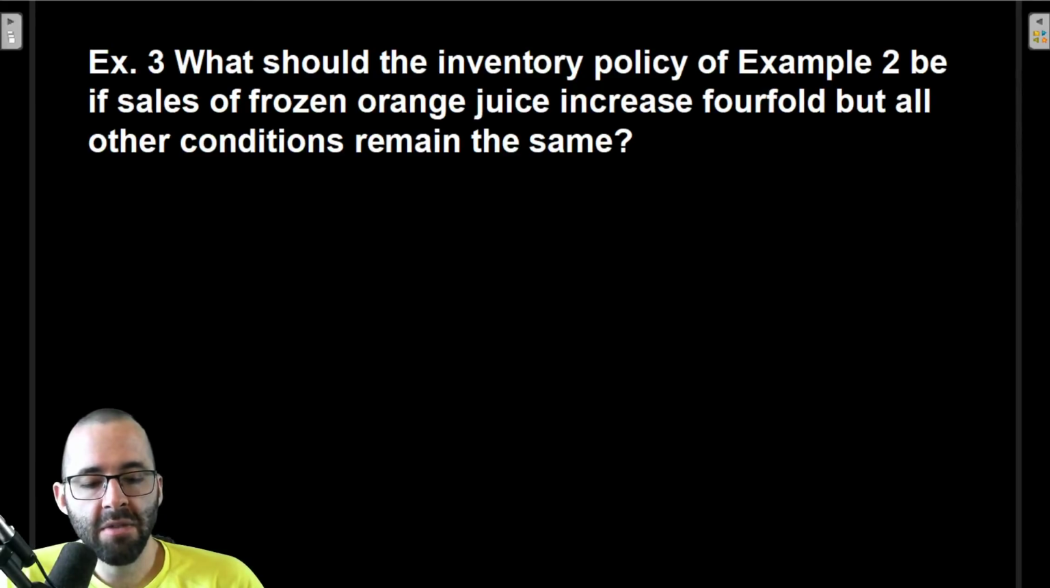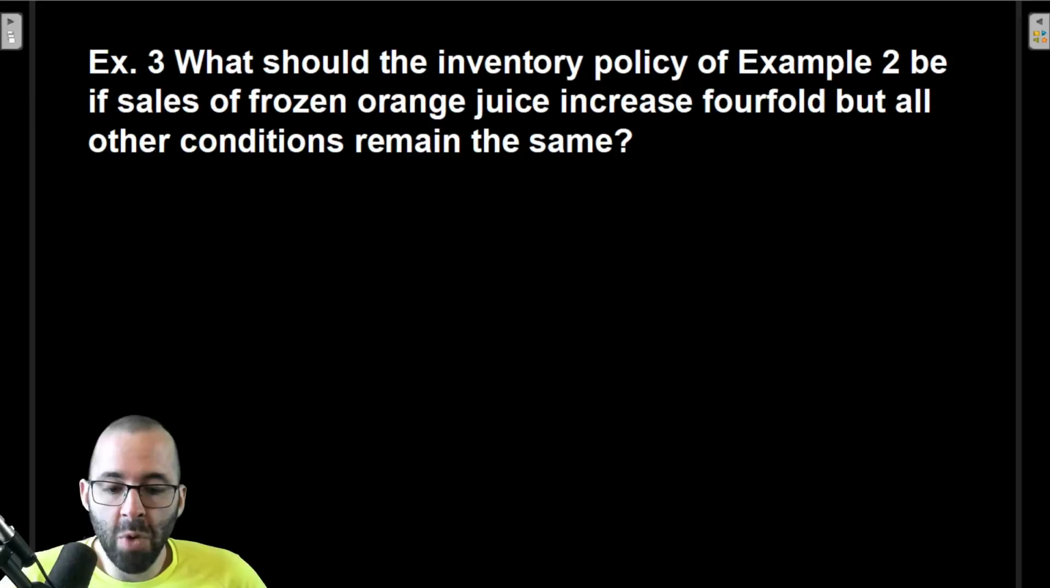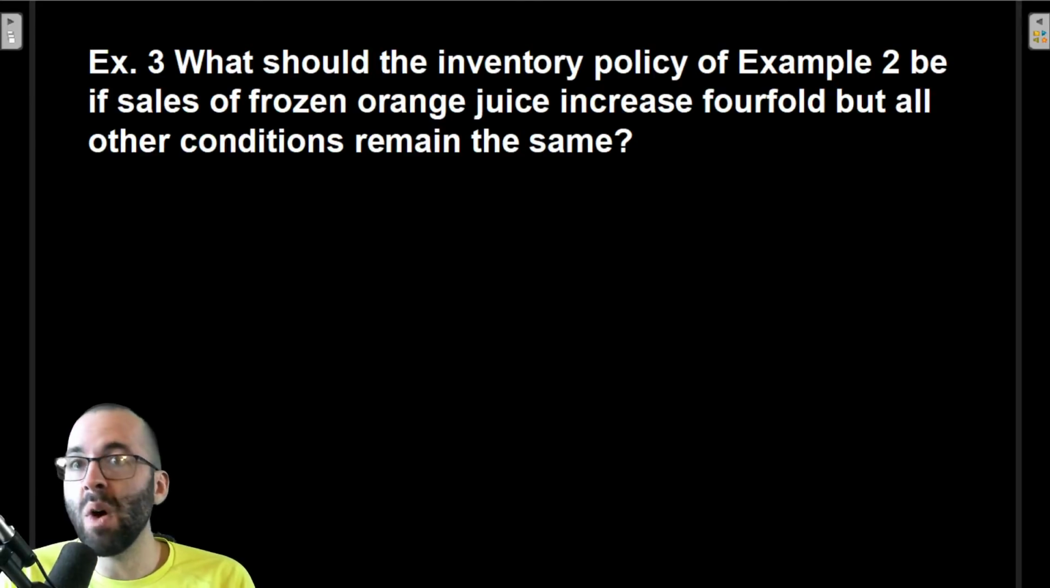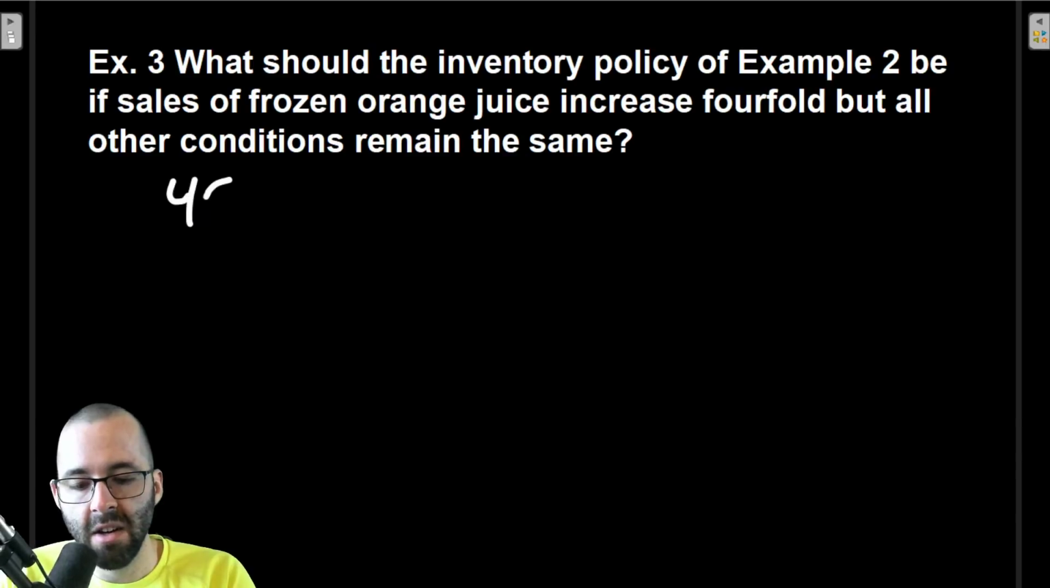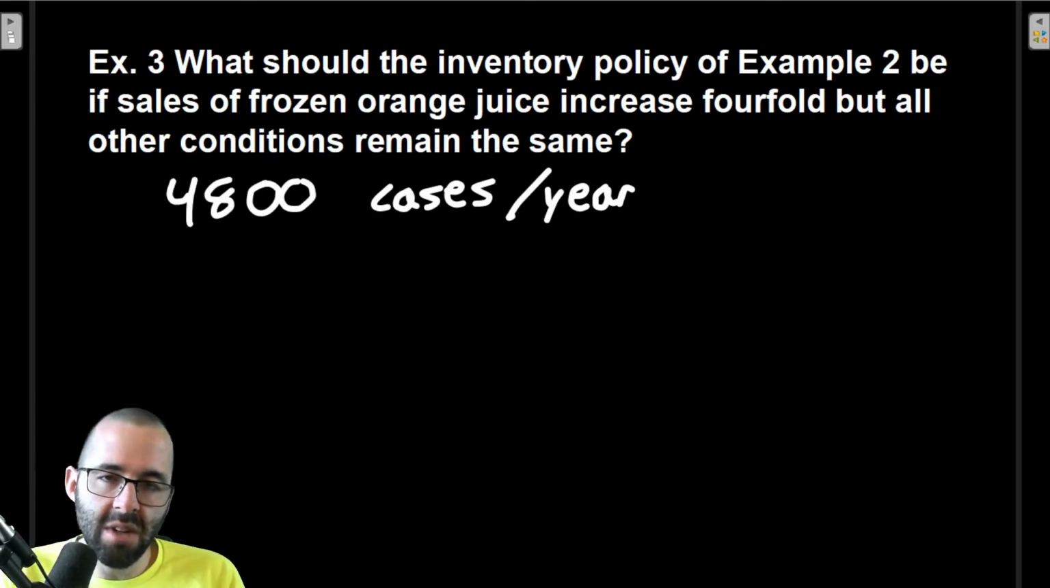If the sales of frozen orange juice increase fourfold, but everything else stays the same. So the demand is going to increase by a factor of 4. So instead of selling 1,200 cases per year, we're actually going to sell 4,800 cases of frozen orange juice every year. So let's look at things. We'll also look at things from a different point of view.